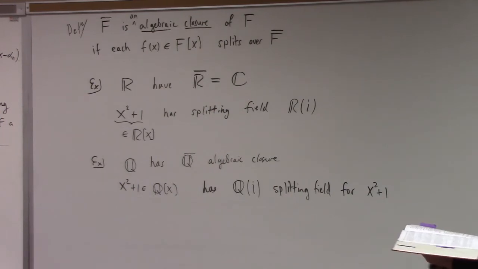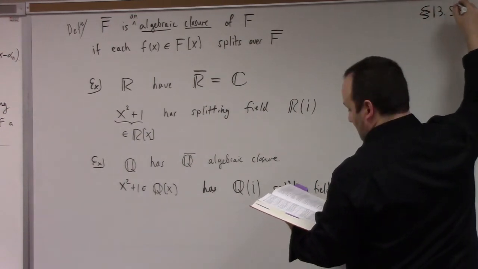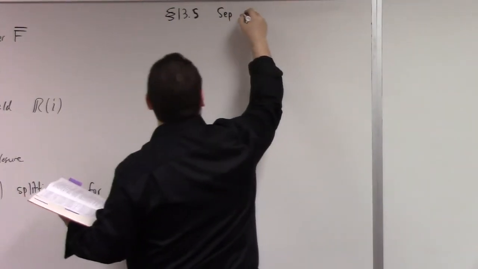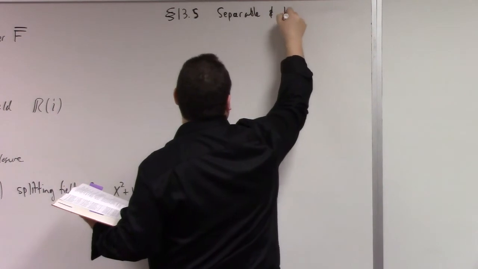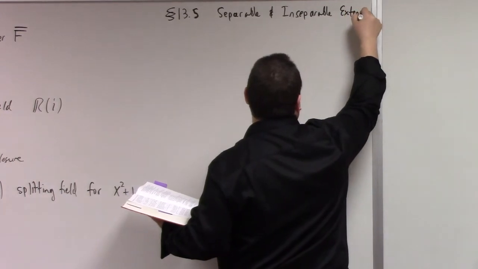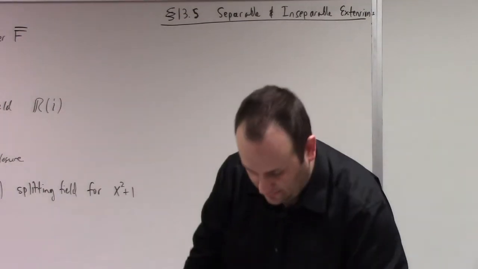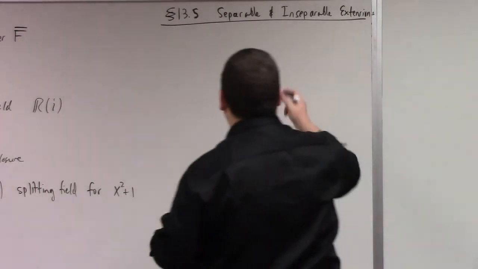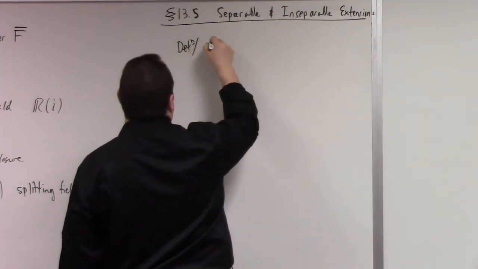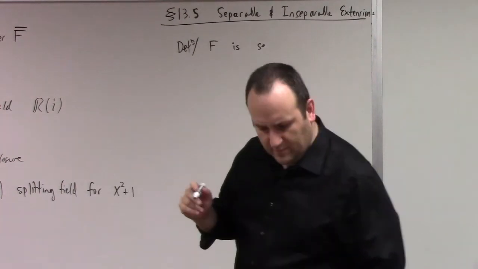But we'll get there. All right, so that brings us to section 13.5, which is on separable and inseparable extensions. So let me just basically define the terms here. Definition, F is separable. Oh, is it? Excuse me.